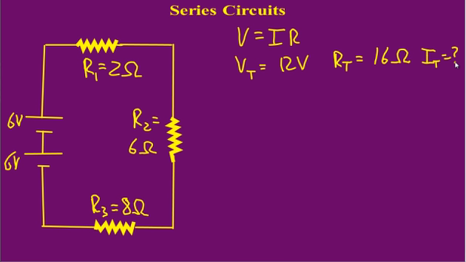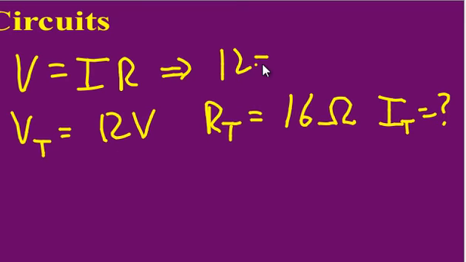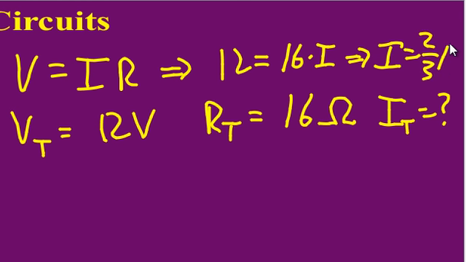Okay, and you can find that using Ohm's law, right? So we'll take Ohm's law here. In fact, just to save space, I'm going to plug it in right here. So it would be 12 equals 16 times I, okay? And if you do the math there, that comes out to 2/3. Okay, 2/3 amps, like that, right? 12 divided by 16 is that 2/3?